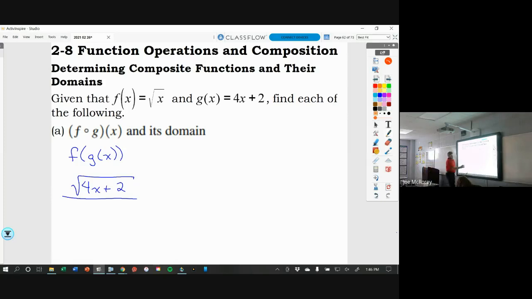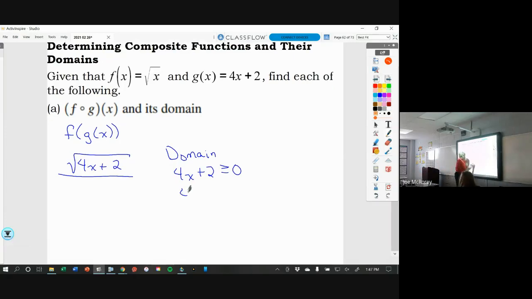So for the domain, for this problem, whatever is inside the radical, 4x plus 2, must be greater than or equal to 0. Okay? Let's get x by itself. What do we do? Subtract 2 from both sides. 4x is greater than or equal to -2.